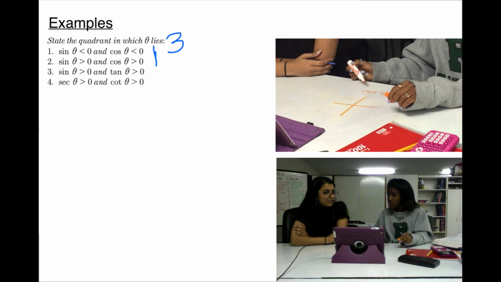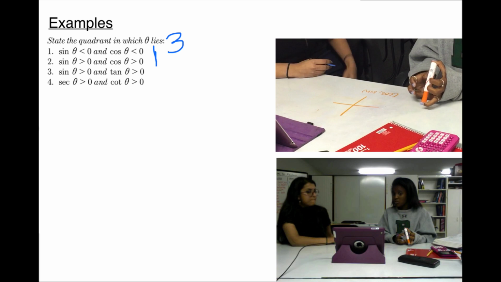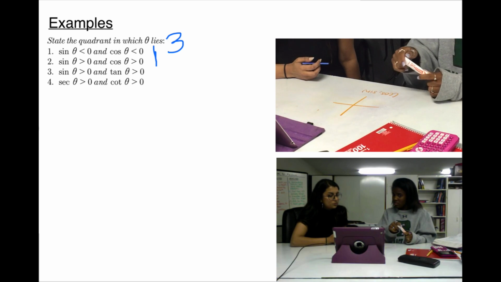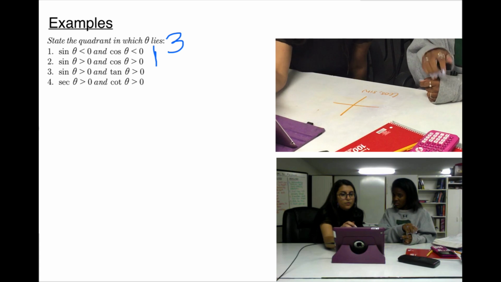Tangent is greater than 0. And tangent is sine over cosine. So it would have to be positive, which means if the sine is positive, cosine has to be positive. So would it be in quadrant 1? Yes, it would be actually.